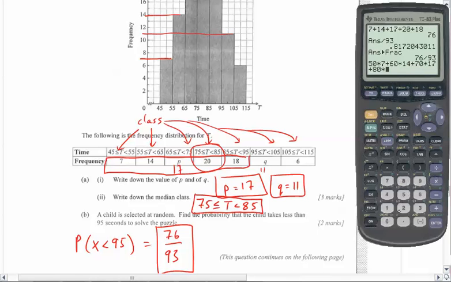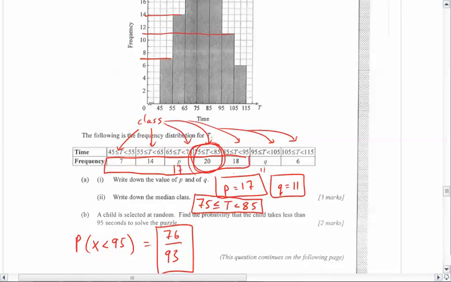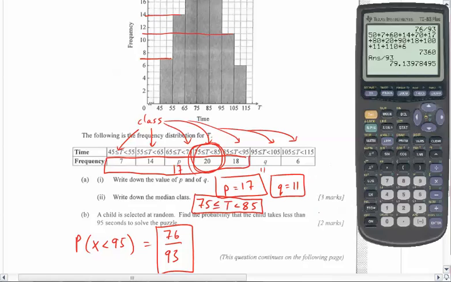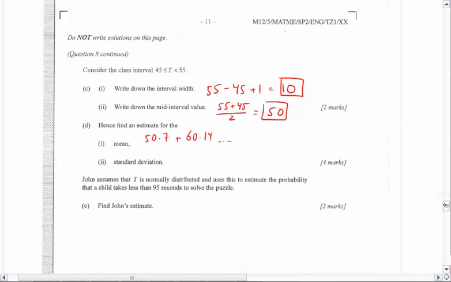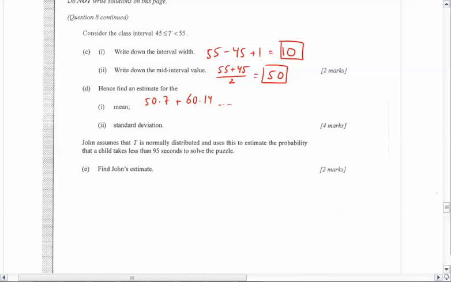80 times 20, 90 times 18, 100 times 11, and 110 times 6. We'll divide that by the 93 students that we have, and the average is about 79.1, which is in our median class. So that's a pretty good sign. Dividing it by the number of students gives me an average of about 79.1.